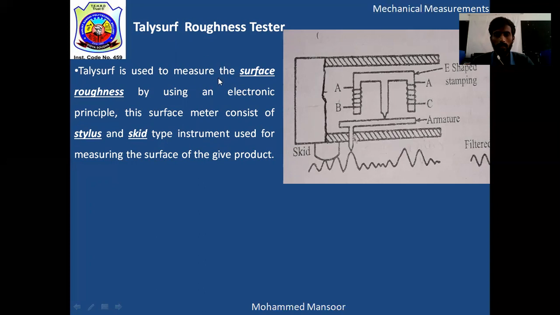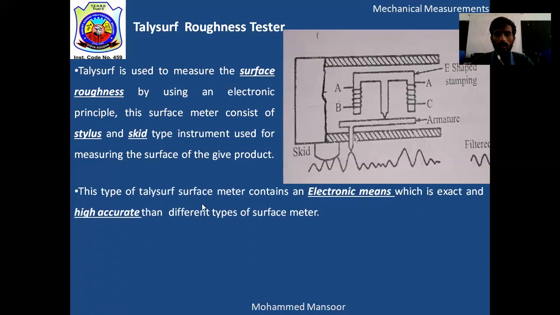This TaliSurf roughness tester works on the electronic principle. It uses an electronic means which is exact and more accurate than different types of surface meters. There are different types of surface testers available in the market, but these TaliSurf roughness testers are more accurate and highly precise when compared to other types of surface meters or surface measurements.